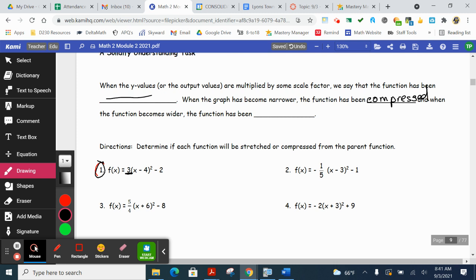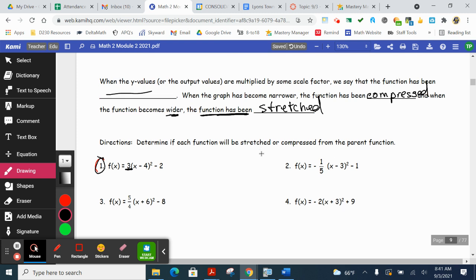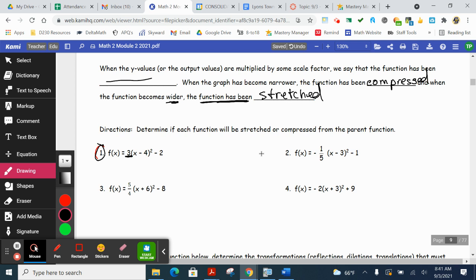So eventually when we get to a quiz or a test or something and I ask you, what did that do? What was that transformation? All right, you're going to put, it got compressed. All right, and when it becomes wider, then the fancy name for that is that it has been stretched. So instead of saying wider, we're going to say stretched. So we're going to add those two words to our vocabulary. And it's really the only thing that's new in this section. So if we go to number one, and let's do all the transformations.